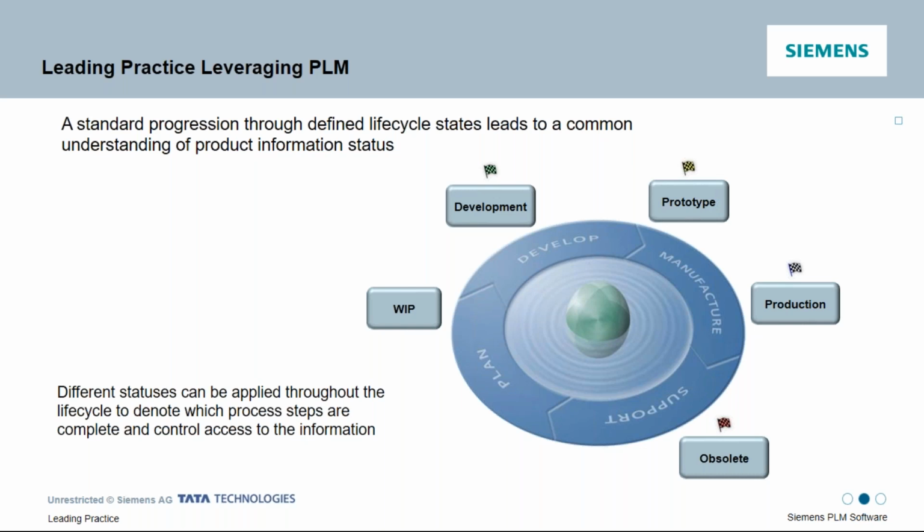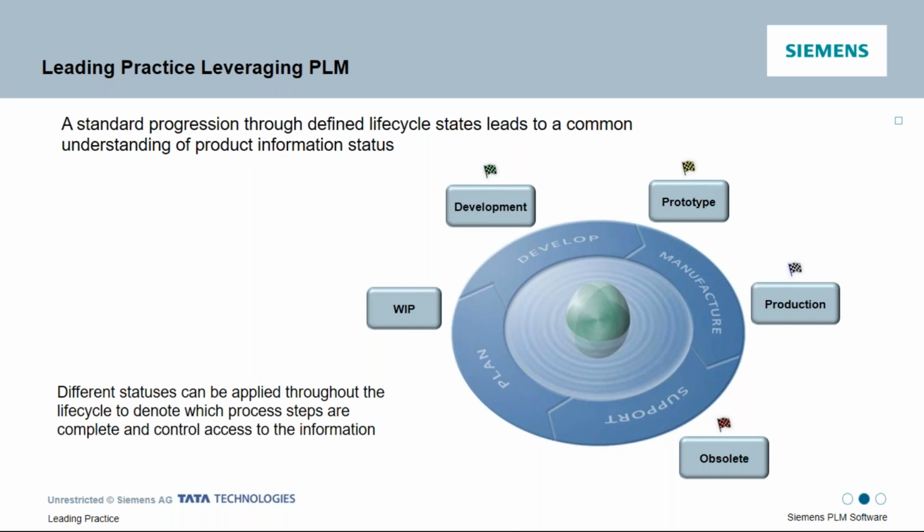In the example I'm showing on the screen, a data is going from a work in progress state to the development state to the prototype state and then to the production state, and it might become obsolete at a later point. Now, this lifecycle status can vary from organization to organization, and it can even vary from one type of data to another. For example, your CAD might go through the cycle. Your documents might just go from a development state or a draft state to a release state, right? So you can have your own statuses to suit your requirements.